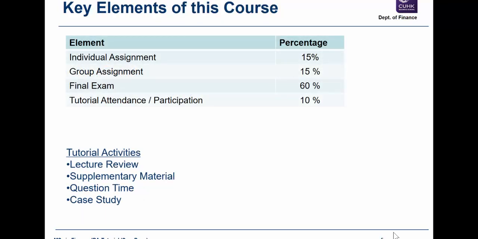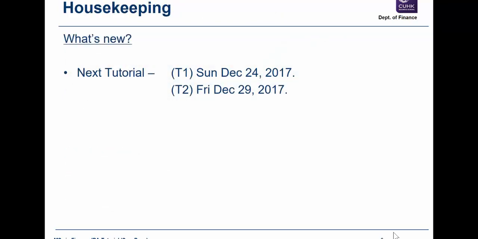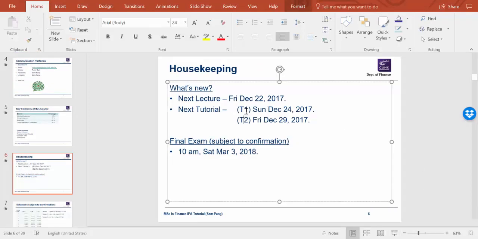The first thing I want to say is this is the breakdown of the assessment. There is just one individual assignment, and I will tell you a bit about that in a moment. There is a group assignment, which is also 15% tutorial. You just need to come and say something, ask some questions, and you get all the points. The next lecture is actually tonight, but the next tutorial is not happening on December 24th. Because the class size is smaller than we planned for, there will just be one tutorial, which is on a Saturday evening.